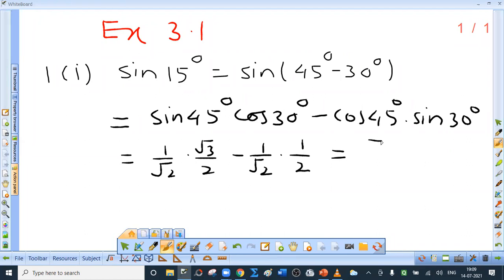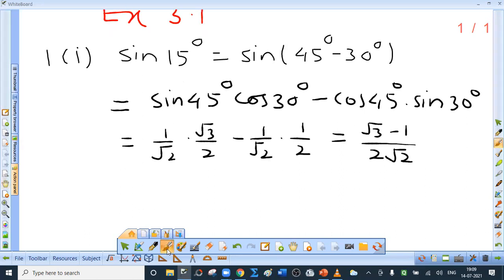So, what is the final answer? Root 3 minus 1 upon 2 root 2. Note that 15 degrees lies in the first quadrant, so the sine ratio has to be positive. Yes, root 3 minus 1 by 2 root 2 is positive. Now, find out the remaining.